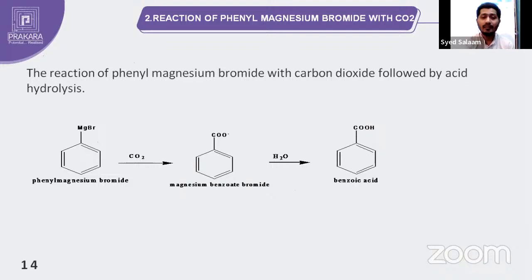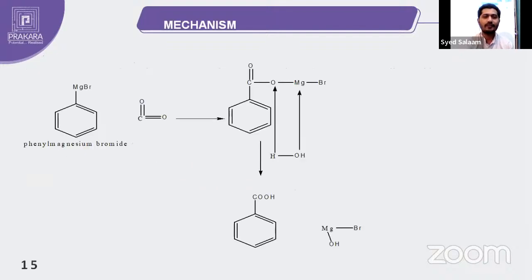We are using phenyl magnesium bromide and carboxylating it with carbon dioxide to give a magnesium bromide benzoate salt, which on hydrolysis gives us the benzoic acid. So the carboxylate ion will be taking up the water molecule, reacting to give the benzoate salt. This benzoate salt, in the presence of water, goes through hydrolysis, breaking off the MgBr moiety to give us the benzoic acid.